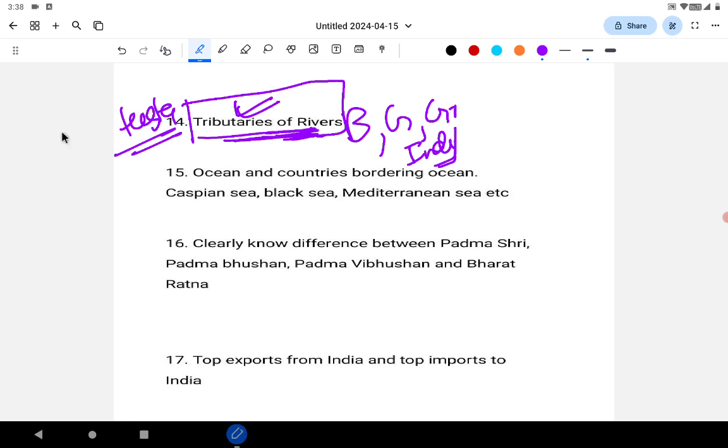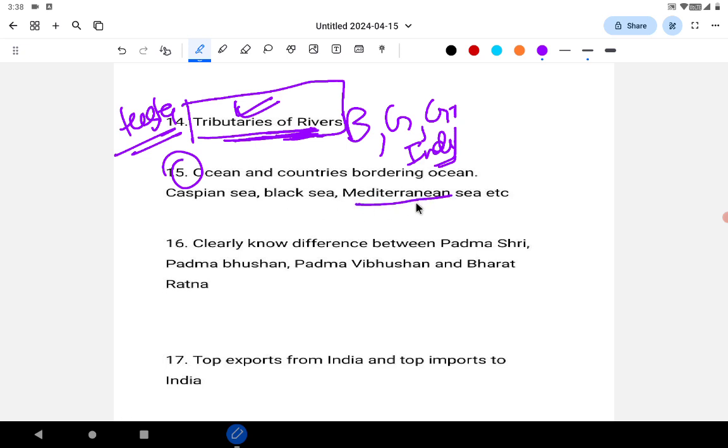Next day, what are the important rivers flowing through some of the important northeastern states? What are the tributaries of Indus, and in which states do they flow? Where each of the 5 tributaries of the Indus meet, etc. These things. Another important thing is important oceans and the countries bordering them.